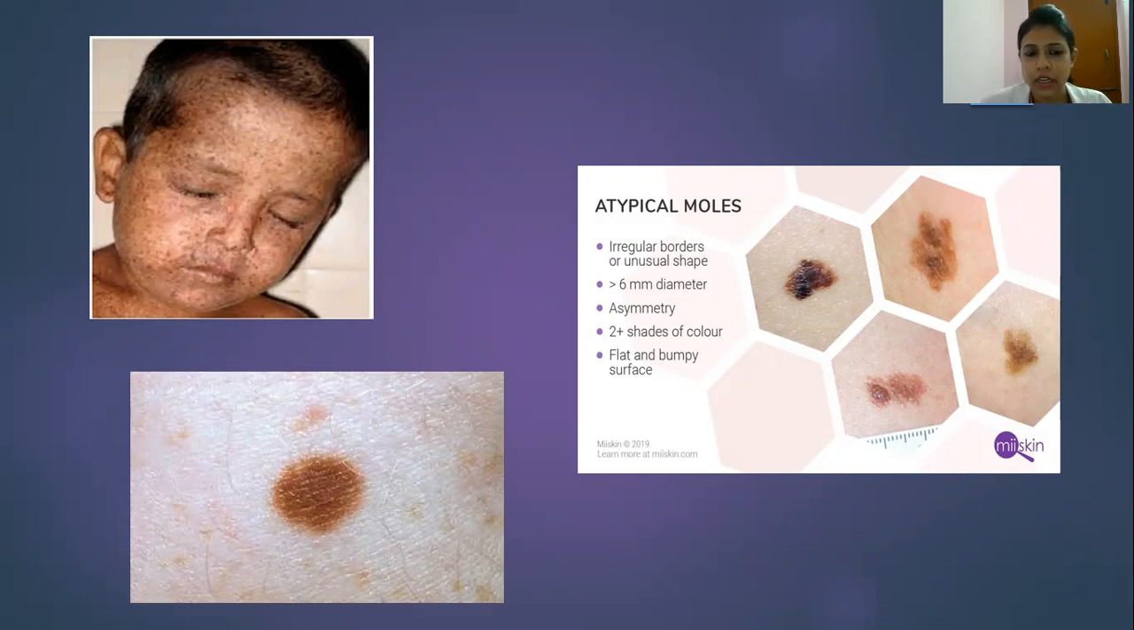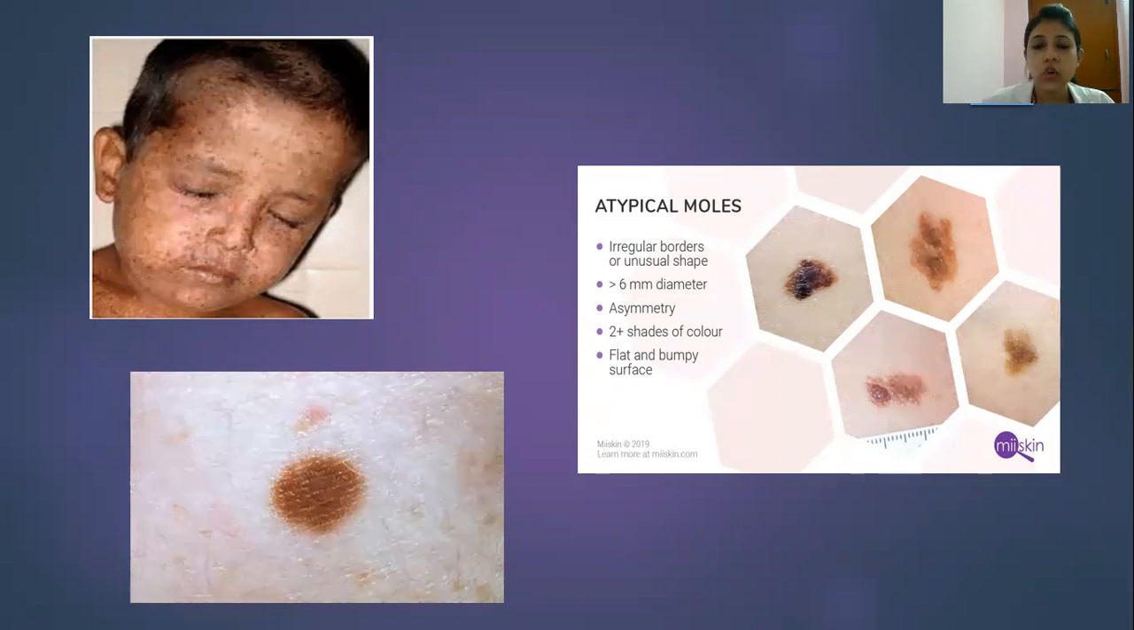Then below that figure, we can see a typical nevus. On the right side, we can see an atypical mole. So how do you understand whether it's a typical mole or an atypical mole? Any mole which has an irregular border or an unusual shape, or a diameter of more than 6 mm. Usually the normal mole is less than 5 mm, less than 6 mm. It will be more than that in an atypical mole. There will be asymmetry, that is, one part of the mole will be different from the other part.